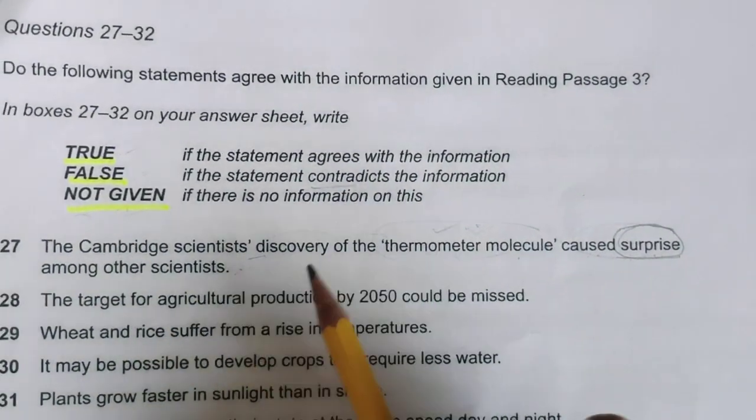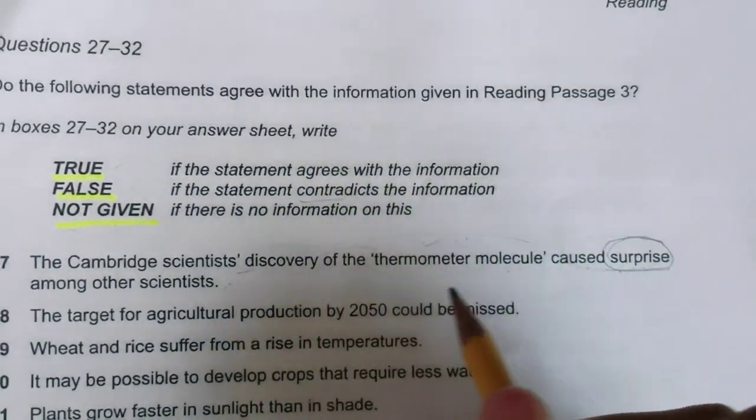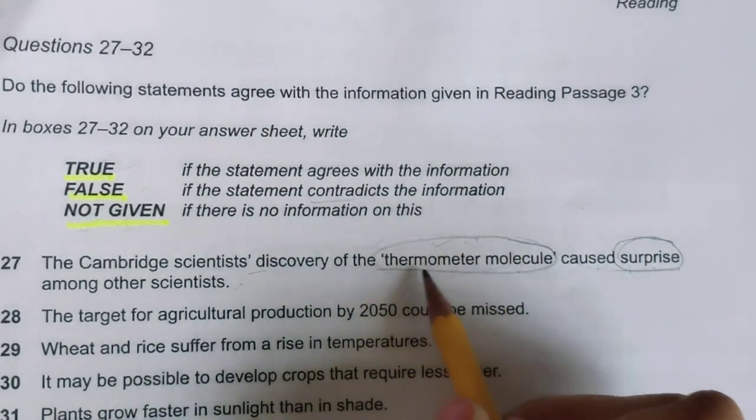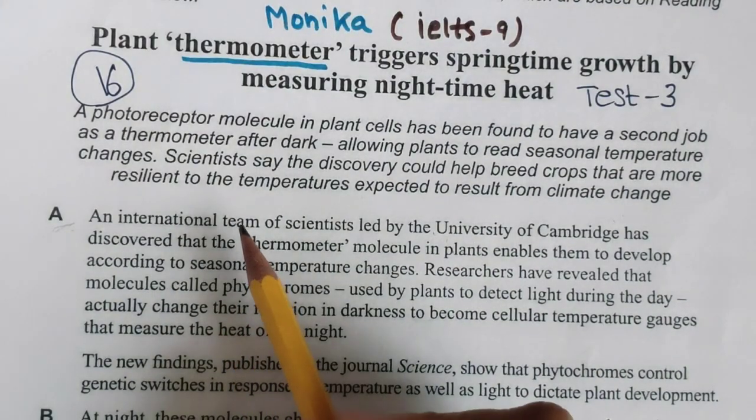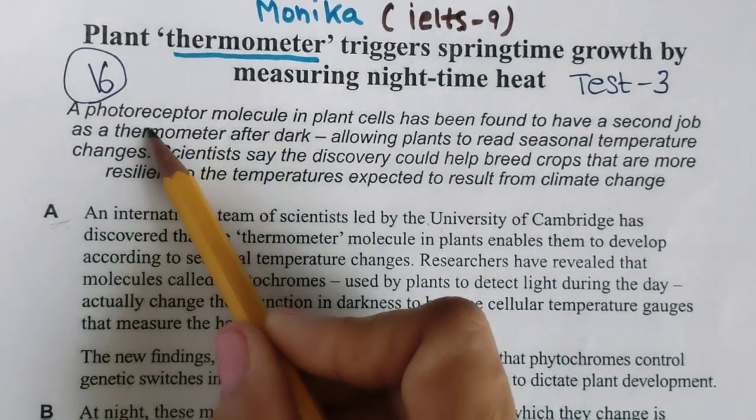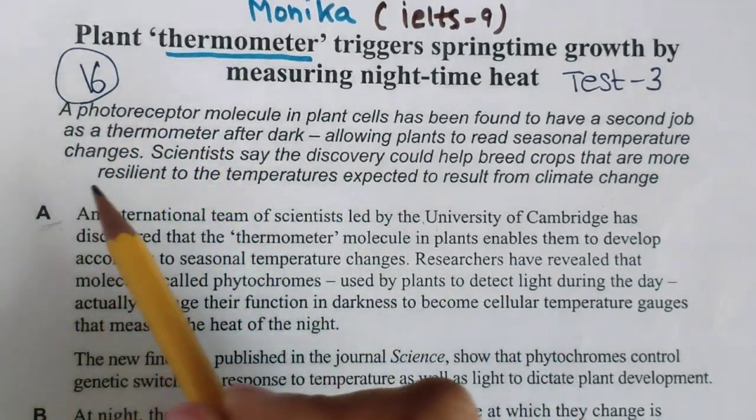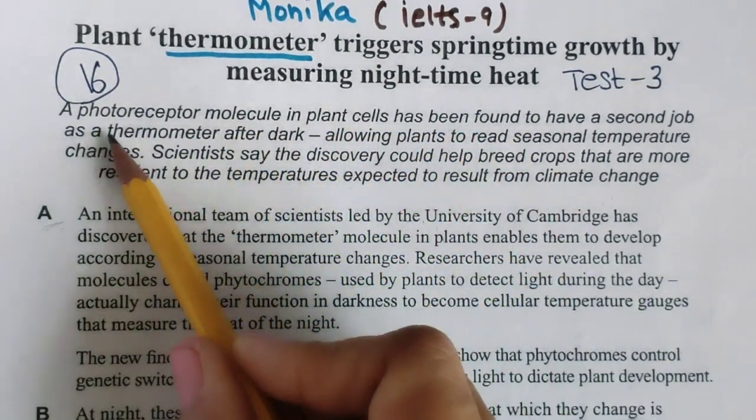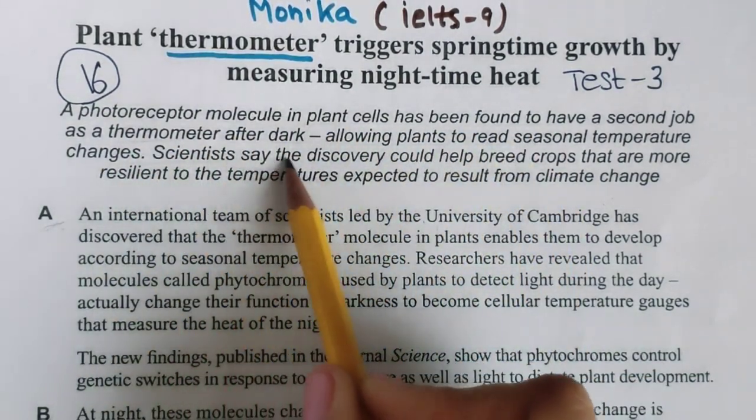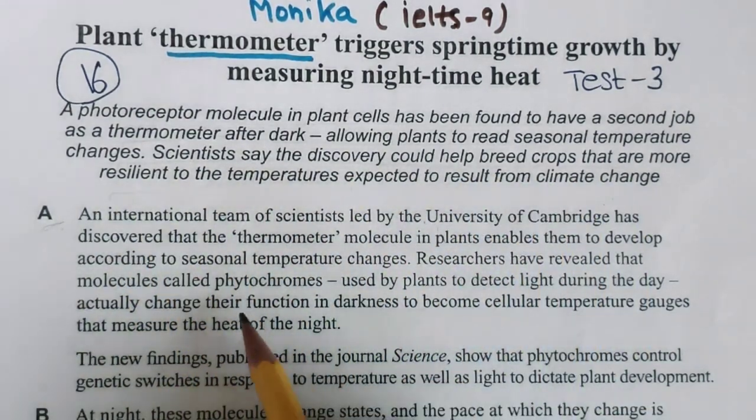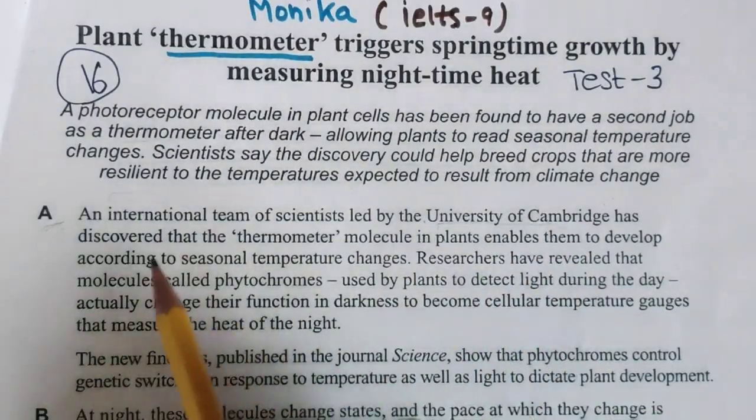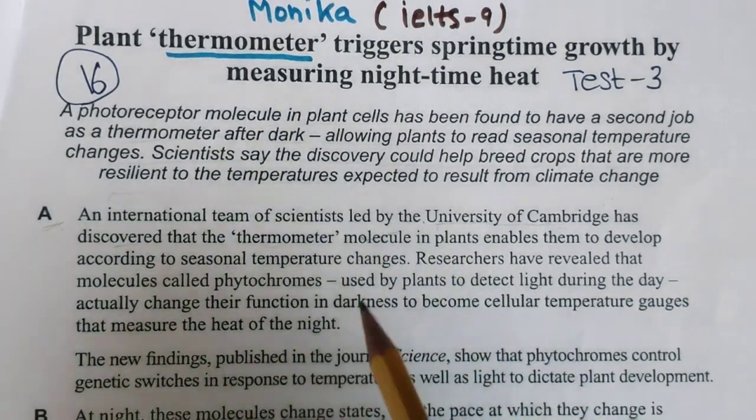Okay, so of course I will be looking for surprise, and my important keywords are thermometer molecule and Cambridge scientist discovery. Okay, let's read it. Of course this is the first type of question, so I will start looking from the beginning of the paragraph. Thermometer after dark. Scientists say discovery could help breed crops that are more resilient to the temperatures. Yes, University of Cambridge. So they are talking about scientists. This discovered thermometer molecule. We get the same thing in the question.